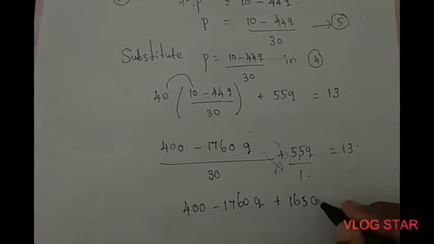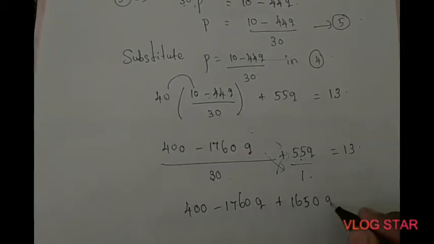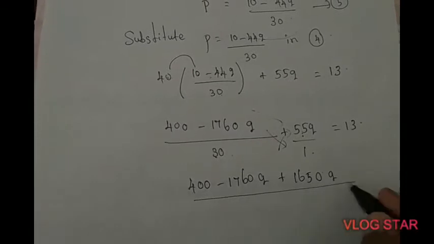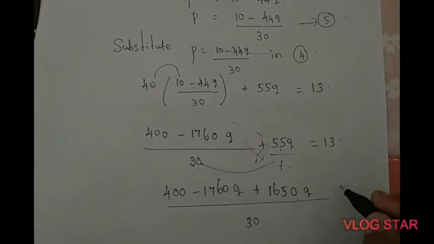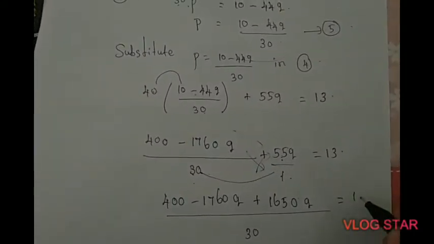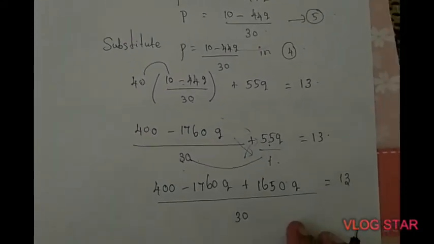Remaining 1 0 is there. Okay, then q variable is q. Then divided by, multiply the denominators, 1 into 30, 30 we will get. On the right hand side the constant is 13.